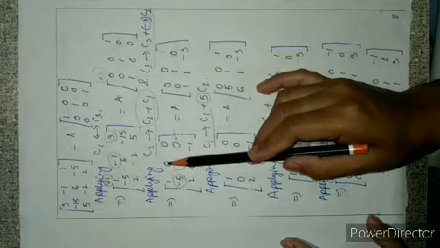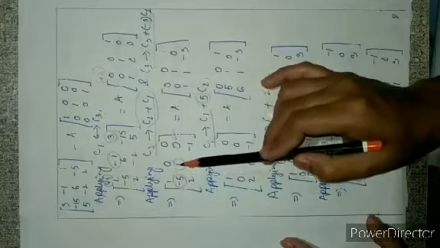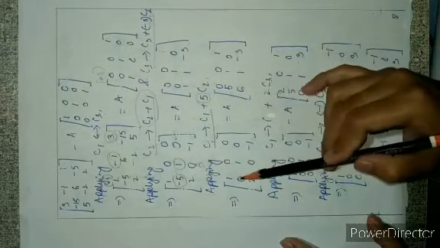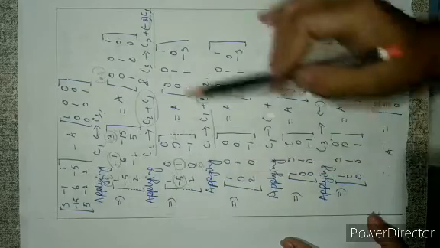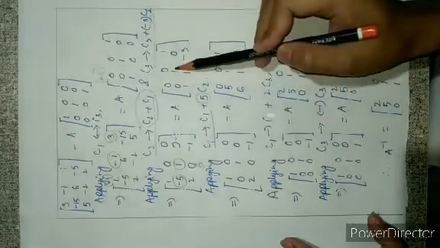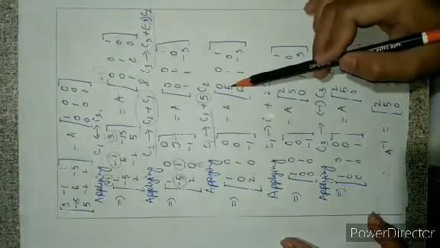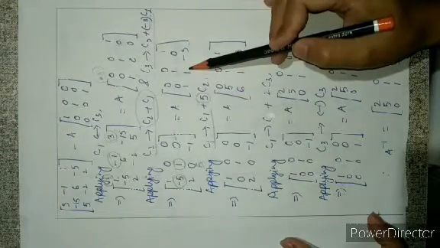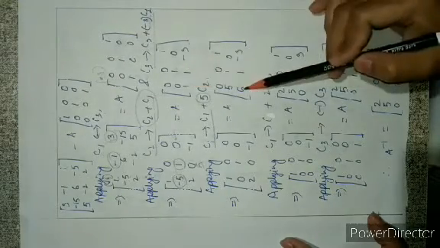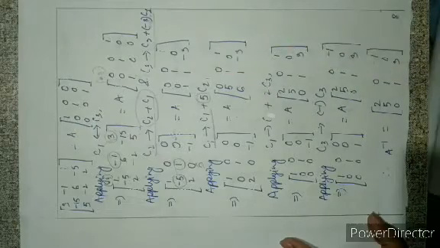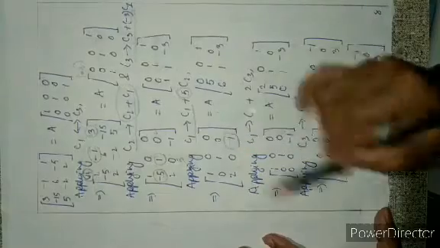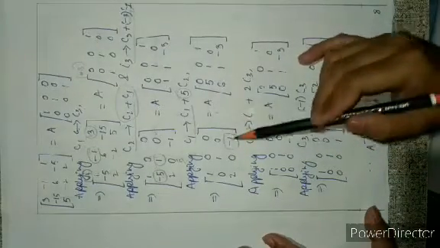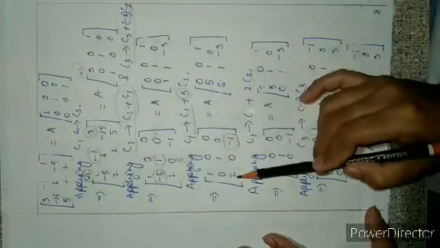0 into 5, 0. 1 into 5, 5. Minus 5 is 0. 0 into 5 is 0. Plus 2 is plus 2. 0 into 5, 0. 1 into 5, 5. Plus 0 is plus 5. 1 into 5 is 5. 5 plus 1 is 6. Then write all the elements of second column and third column.